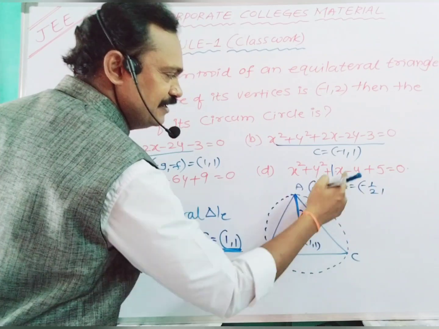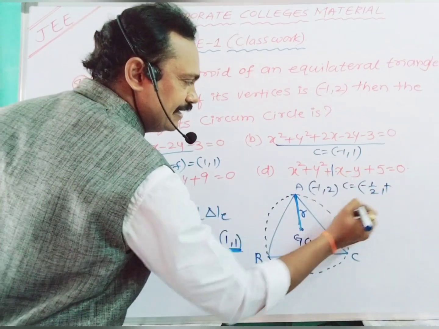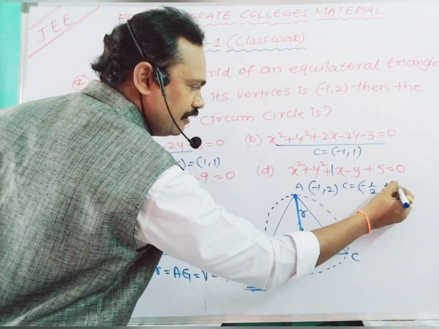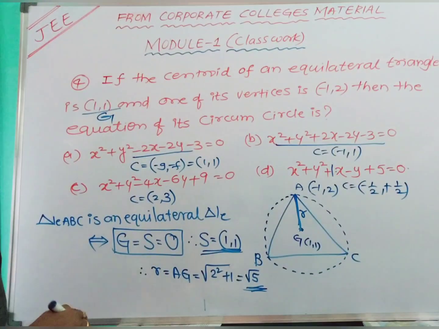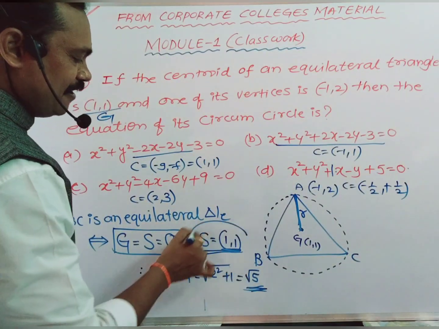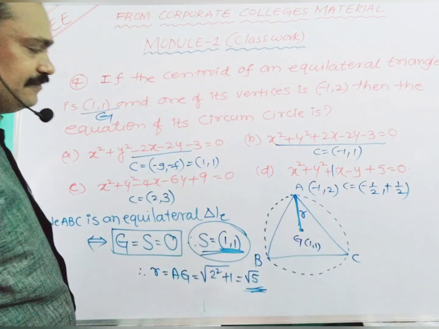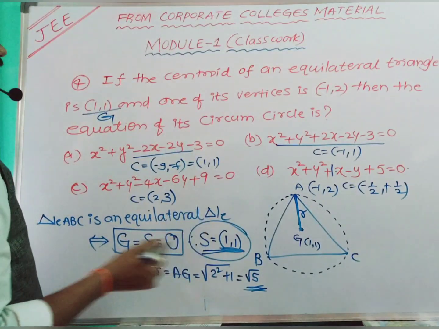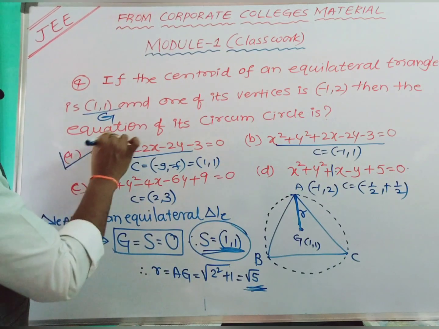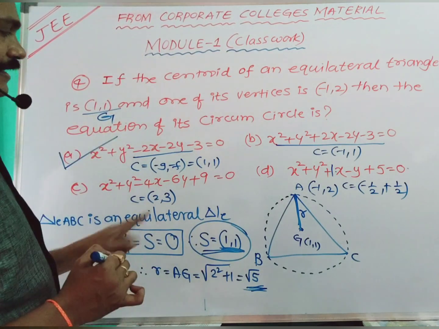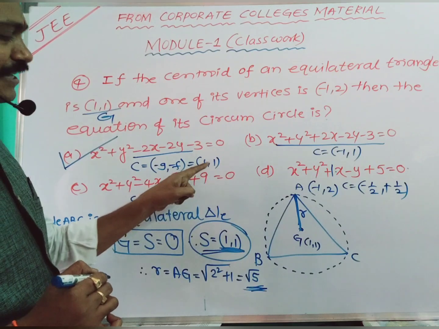So tell me, the center of the circumcircle is 1 comma 1. Where is it? Only the first option satisfies the circle with center 1 comma 1. Here we have confirmed it. And its radius also you can confirm. How much should the radius be?